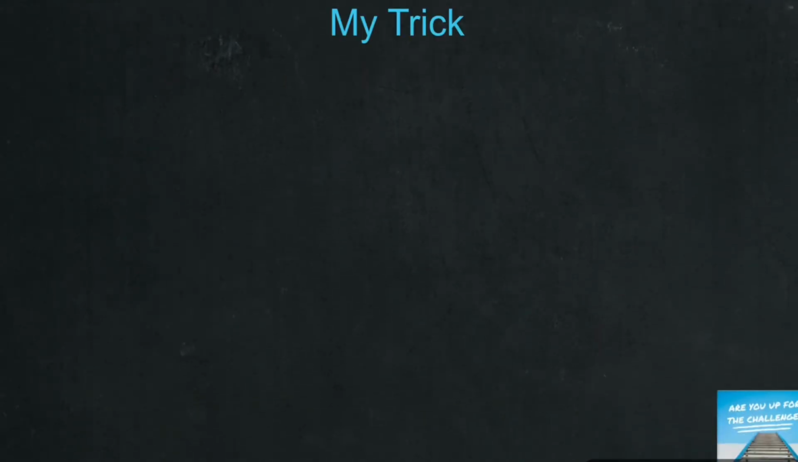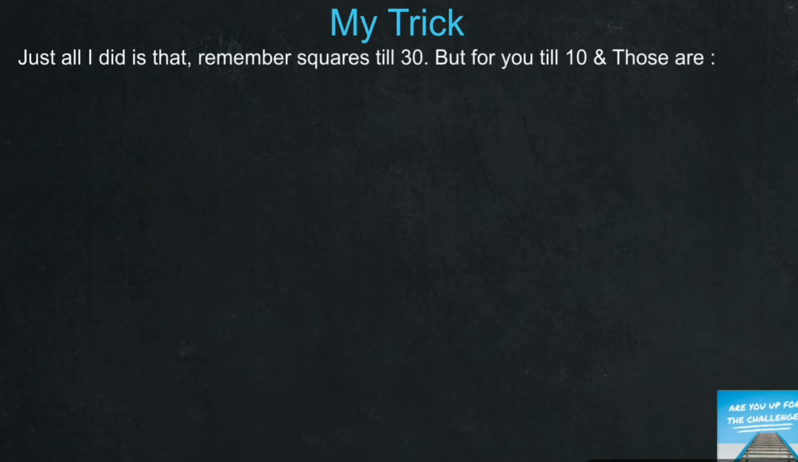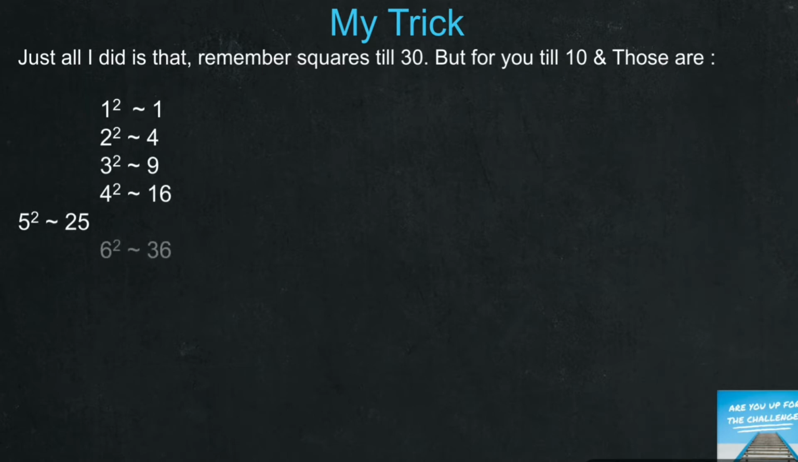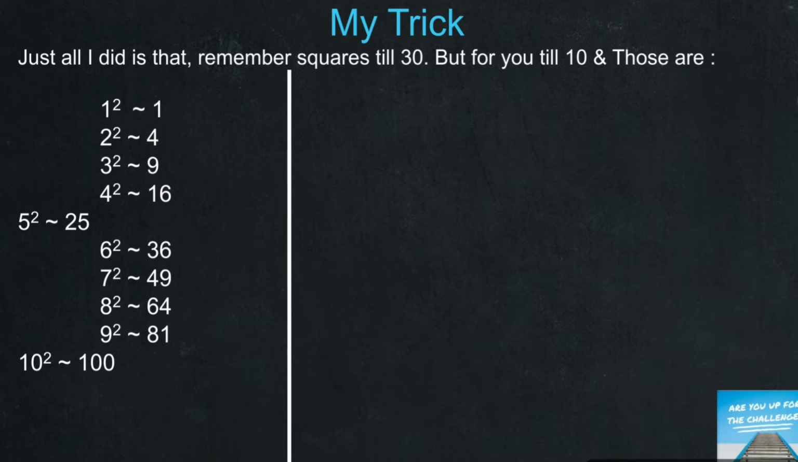Now let's see what my trick is. What I have done is I had remembered squares till 30, but I'll suggest you all to at least remember them till 10, and those are 1 square 1, 2 square 4, 3 square 9, 16, 25, 36, 49, 64, 81 and 100. So these are all the squares from 1 to 10, and let's take an example, 1024, so that I can explain my trick.